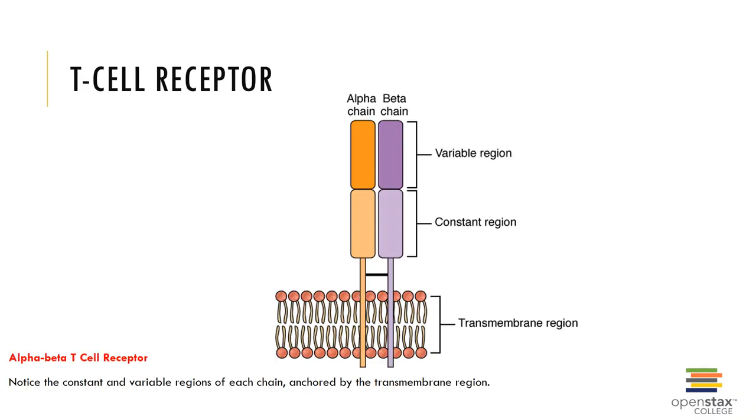This slide shows the T cell receptor and its components. There are 4 different types of T cells that were mentioned: helper T cells, cytotoxic T cells, suppressor T cells, and memory T cells. The T cell receptor has a variable region, a constant region, and a region that spans the membrane.